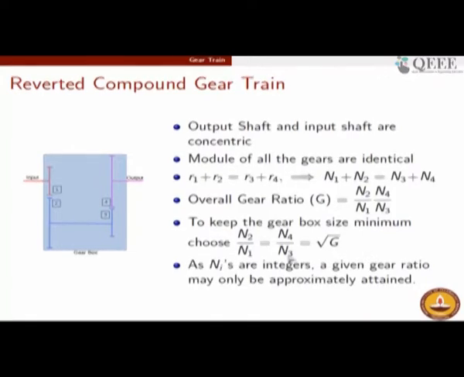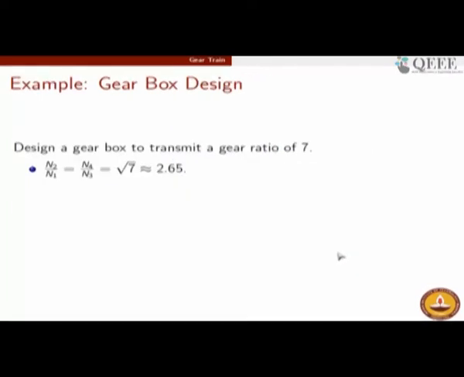Please note that square root G more often than not will not be an integer, and since these N's, the number of teeth, are supposed to be integers for sure, this will not be exactly attained, but only approximately attained. I'll show that with an example calculation here.